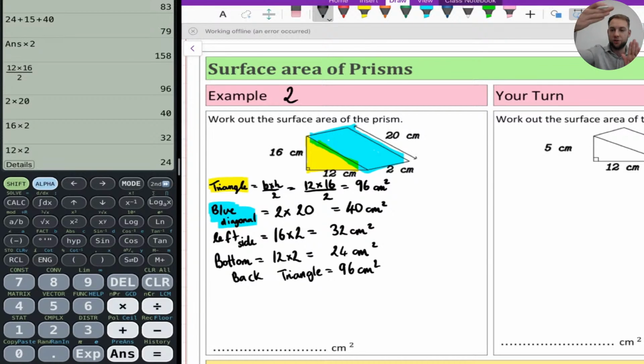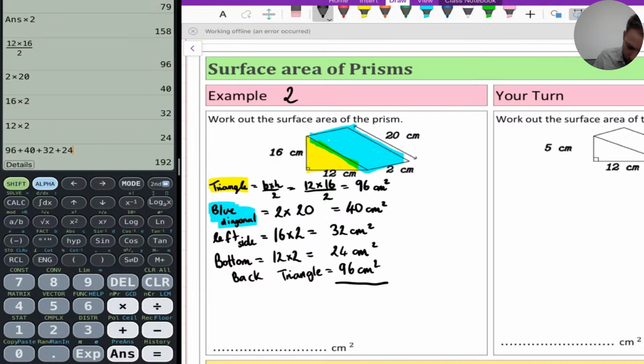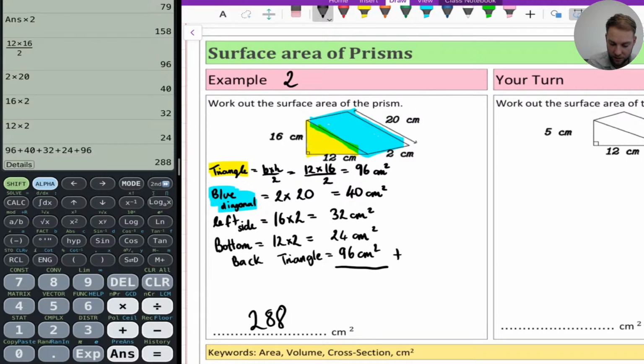So we've got the front triangle, the back triangle, that blue highlighted side, the left side, and the bottom. And the last stage of this, to find out the total surface area, this is when it is tricky, is to add all of these together. So it's going to be 96 plus 40 plus 32 plus 24 plus 96, which is the front and back triangle. So we've got 5 sides in total, is equal to 288 centimetres squared. Brilliant. It's hard, that. It is tough.